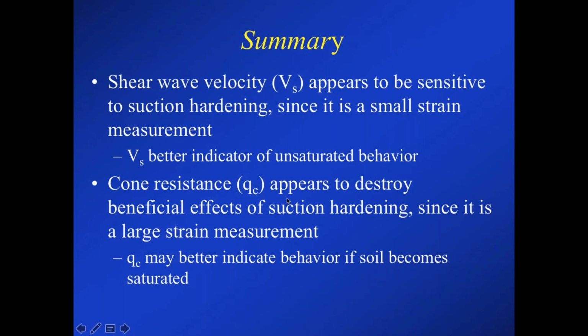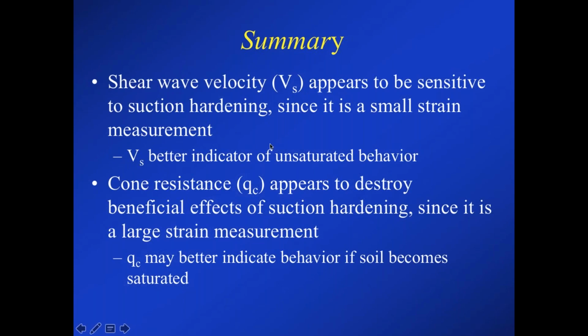And then the cone resistance, because it's a large strain measurement, appears to destroy these beneficial effects of the suction hardening. And so the cone resistance may be a better indicator of the behavior of the soil if it were to become saturated and if this suction hardening gets destroyed due to the saturation effect. So in a sense, maybe they're both right.